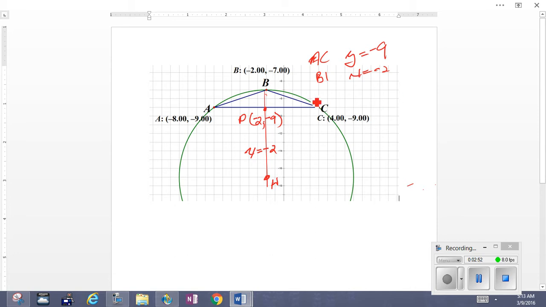Now let's go and find the midpoint of BC. The midpoint of BC works with (-2 plus 4)/2, comma, (-7 plus -9)/2. -2 plus 4 is 2, over 2, which is 1 as the x value, and this is going to give us -16/2, which is -8 as the y value.